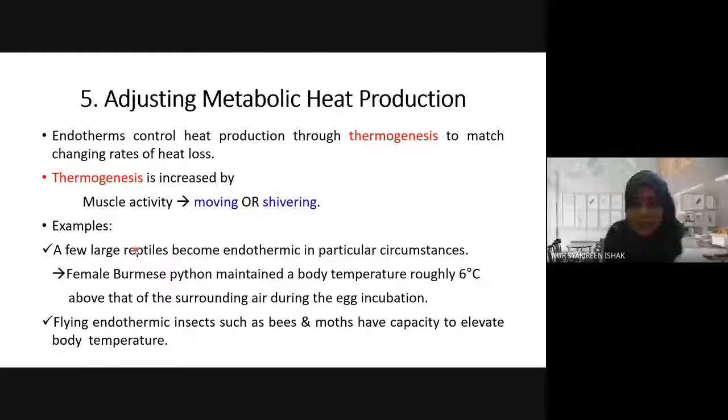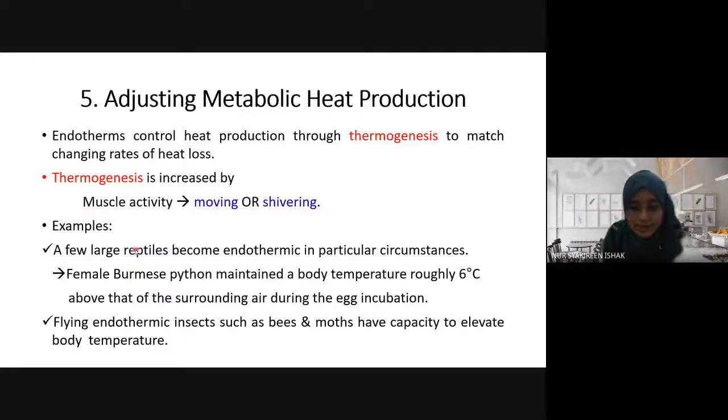Okay. So, for example, here you have a few large reptiles. Selalunya kalau ular, we know that snake, okay, they are reptiles and they are ectotherms. Okay, but in certain situations, they can be endothermic. So, for example, female Burmese python maintain a body temperature of roughly 6 degrees above that of the surrounding air during the egg incubation.